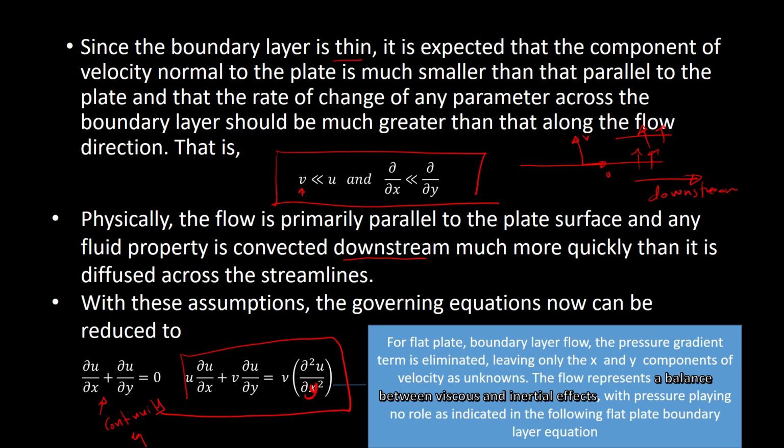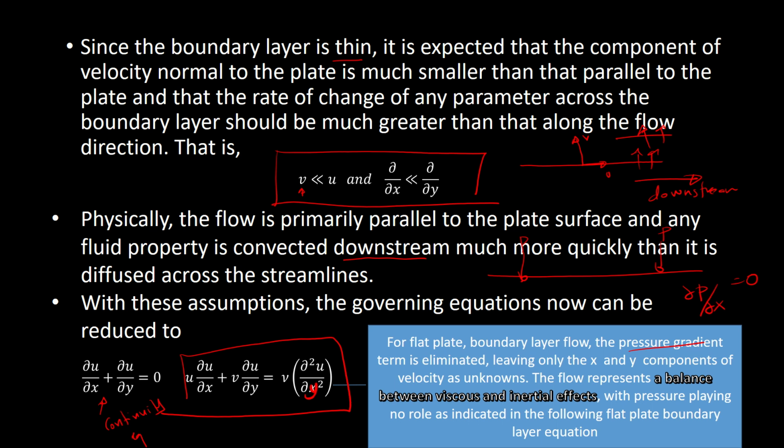For flat plate boundary layer flow, the pressure gradient term is eliminated, leaving only the x and y components of the velocity as unknowns. For a flat plate boundary, the pressure is normally constant, so that's why the pressure gradient dp dx is negligible, or dp dx equals 0.